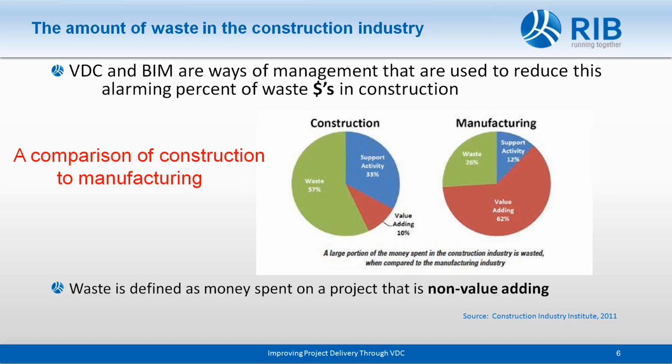But then another big thing to see here is that in construction, 10% of the money goes towards value adding, whereas in manufacturing, it's 62%. Okay, let's find out why there's such a discrepancy in these two different industries.